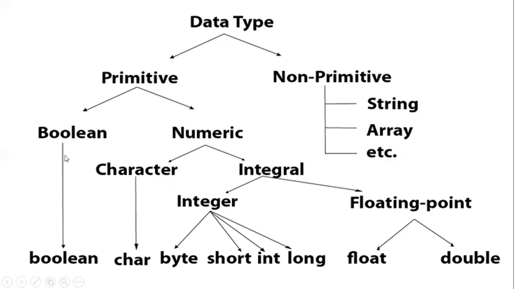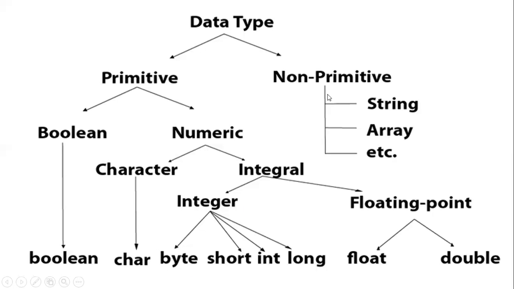The example of Boolean is boolean. Example of character is char. Examples of integer are byte, short, int, long. And examples of floating point data types are float and double. So here we can say there are a total of 8 primitive data types which are supported by Java. Primitive data types are predefined by the language, and these are named by a keyword. Here you can see these are the different keywords like boolean, char, byte, etc.